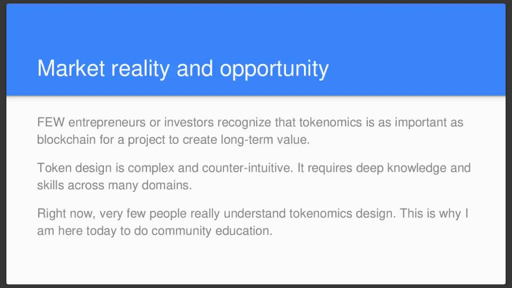This is also why I'm here today, wanting to contribute to the community. Hopefully through these webinars, I can get people's attention about tokenomics. Also maybe I can learn something from this webinar. At least by the end of the webinar, you can start thinking about tokenomics.